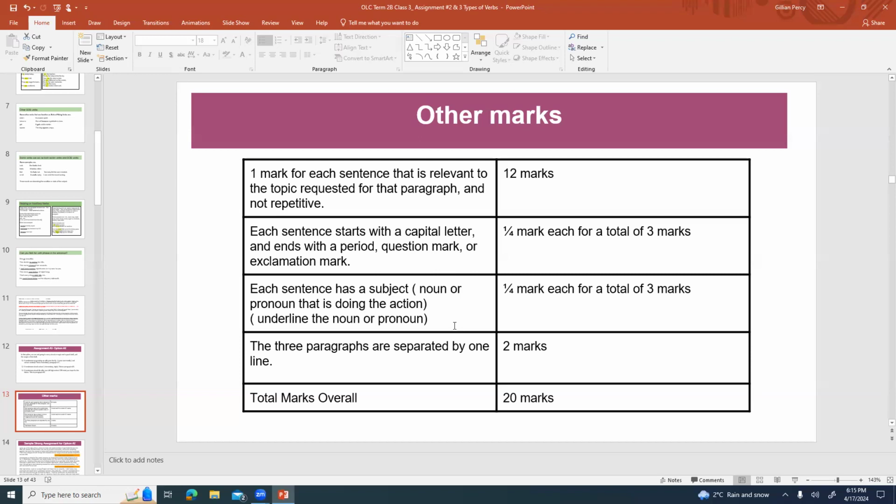Each sentence has a subject, a noun or a pronoun that is doing the action, and I want you to underline the noun or the pronoun. A quarter mark each for a total of 3 marks. And then the 3 paragraphs are separated by 1 line, 2 marks. Total marks overall is 20 marks.